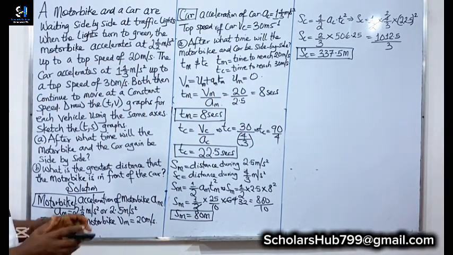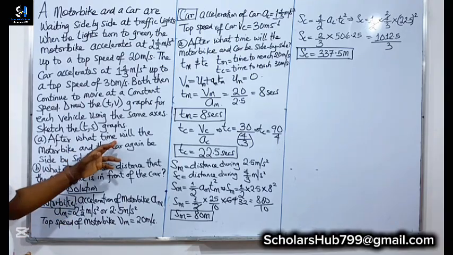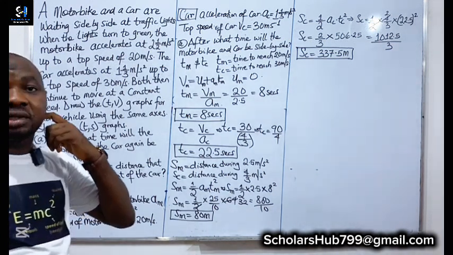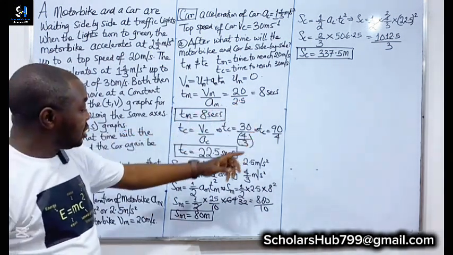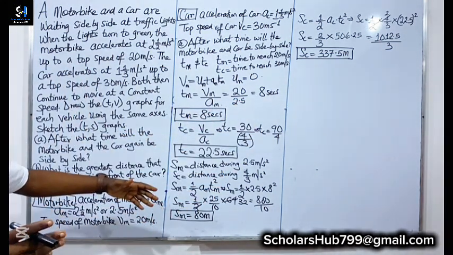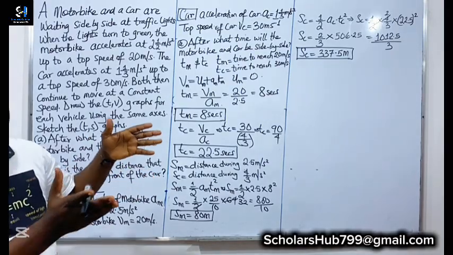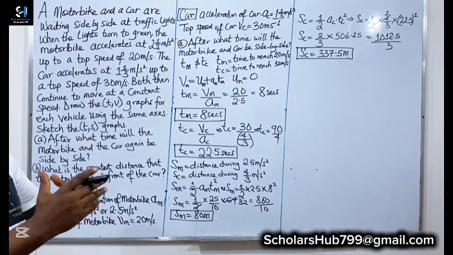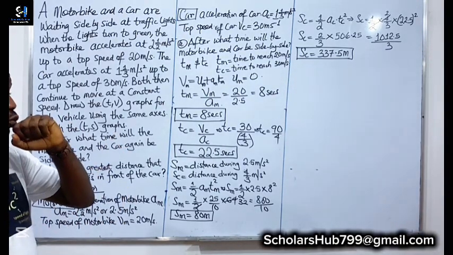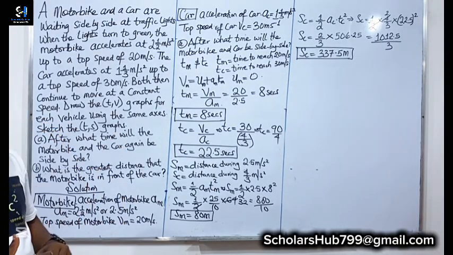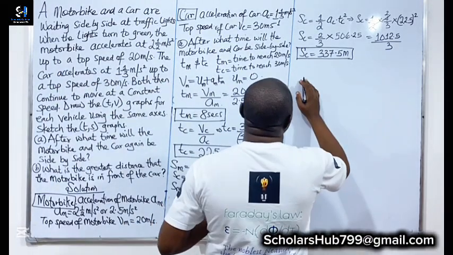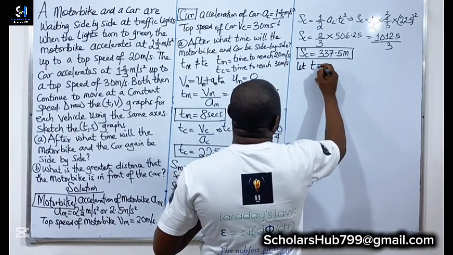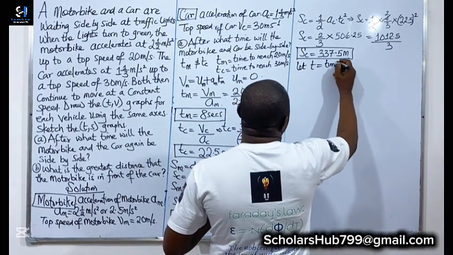Nice. Now, because the question reads, after what time will the motorbike and the car again be side by side? That means the time after the start, when both the motorbike and the car are side by side. The time will be greater than 22.5. So now to calculate, let's make T represent time.